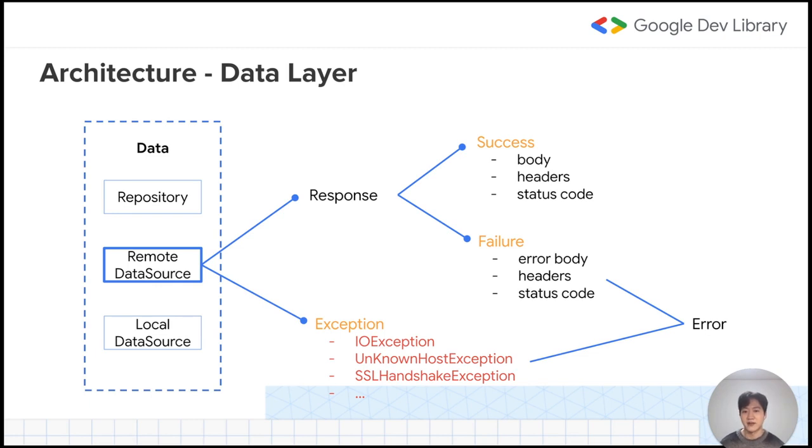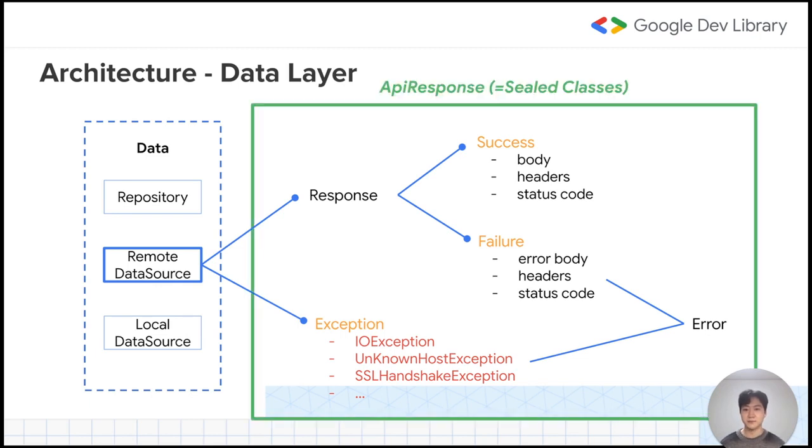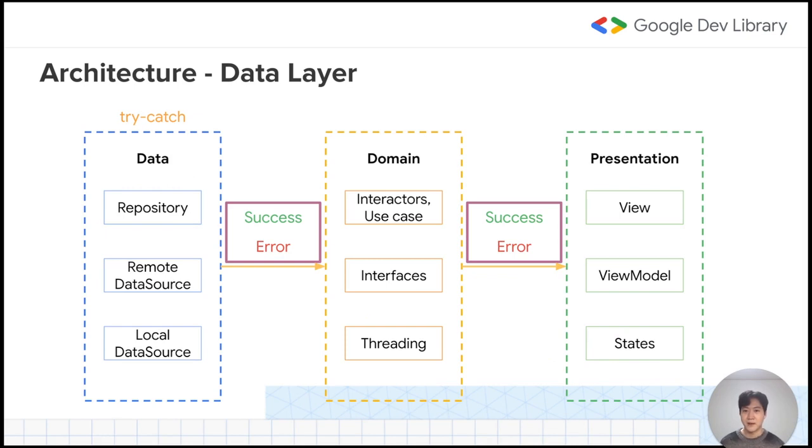However, in multi-layer architecture, handling each case can be tricky. So Pokedex wraps every possible scenario of the API responses with a sealed class called ApiResponse. Then we can pass a wrapper class that contains the full context of API responses to the other layers. By passing a wrapper class to call sites, the presentation layer can identify the API responses and configure UI elements depending on the response type.